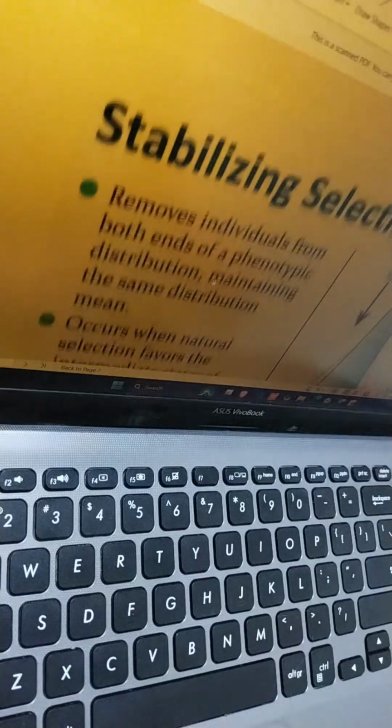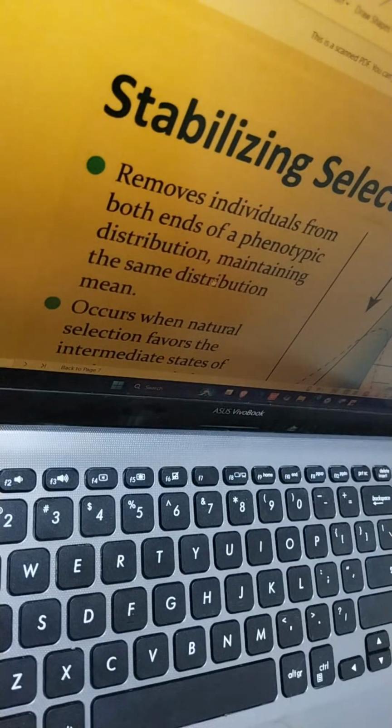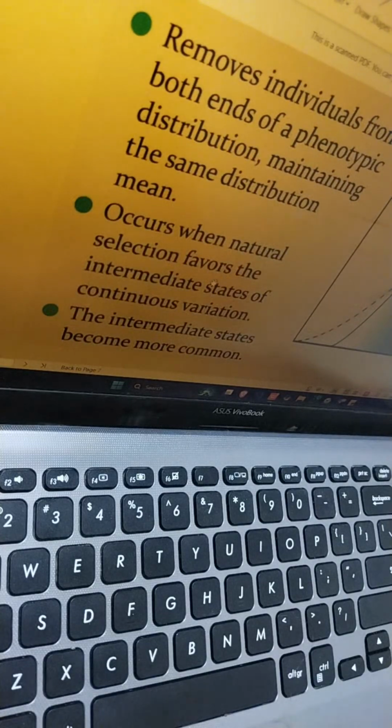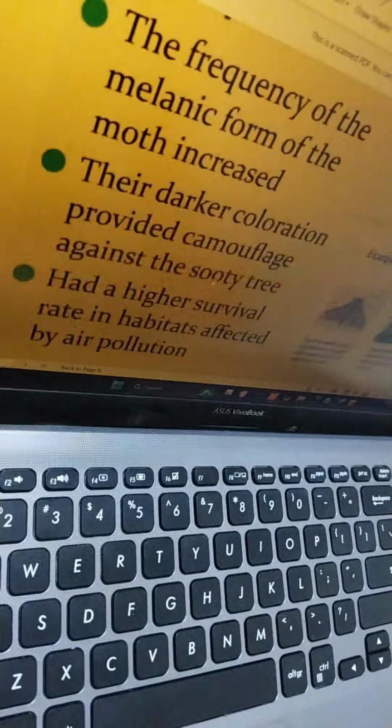Then we have stabilizing selection. It removes individuals from both ends of a phenotypic distribution, maintaining the same distribution mean. It occurs when natural selection favors the intermediate states of continuous variation. So in continuous variation, the intermediate traits will be favored.